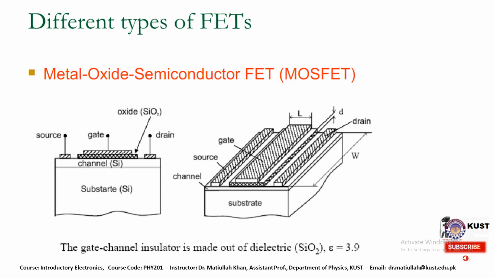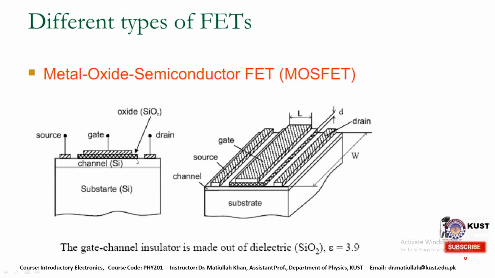Let's come toward the metal oxide field effect transistor. This is the simple structure of the metal oxide field effect transistor. Here is the source, here is the drain, and this is the oxide layer on which the gate is made. So just below the gate there is an oxide layer. It is normally made from SiO2, and all these things are grown on a silicon substrate.